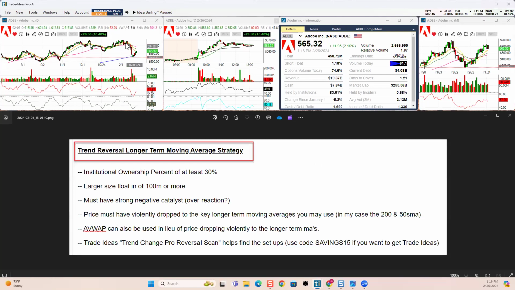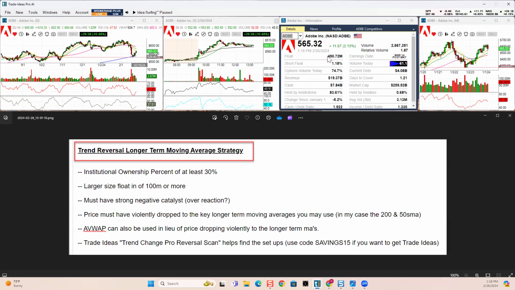Adobe, same thing. Last week had negative earnings. We had a violent drop in price. I'm on the left chart here where you see the cursor moving. We had a violent drop in price almost down to the 200-day moving averages. It eventually made its way down to the 200-day moving averages. So that caught my attention. So I said to myself, okay, let me look.